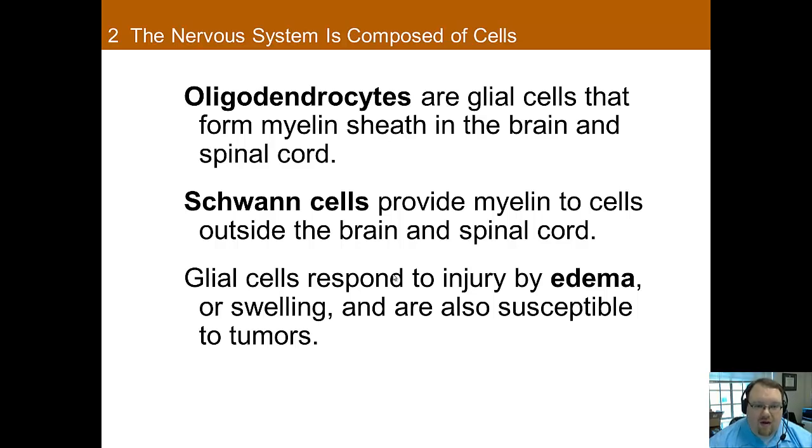Then there are Schwann cells. Schwann cells provide myelination to the cells outside the brain and spinal cord. So they do the same thing as the oligodendrocytes, but outside of the brain and spinal cord.